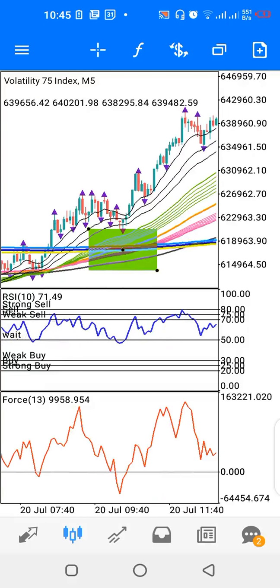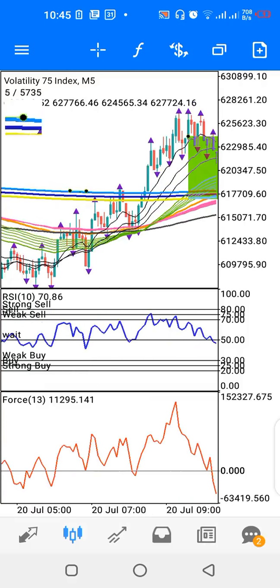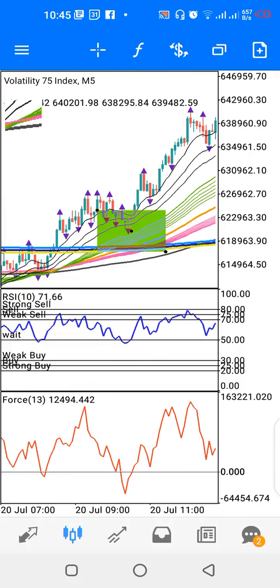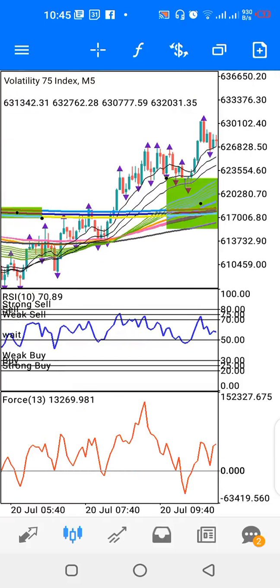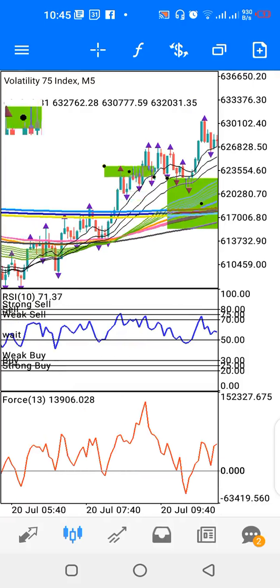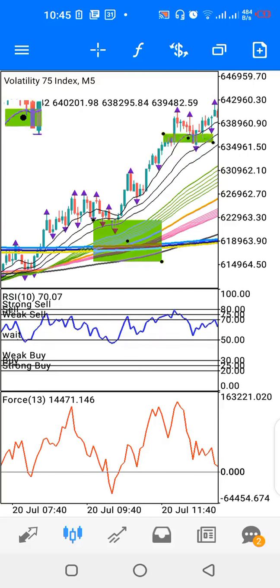All the lines are crossing above the three lines. I'm referring to this line. This is our trend identification line. Every other line is crossing above it. So just wait for when price starts to bounce above the three black lines, then you start to enter your buy trade and ride along with the trend.